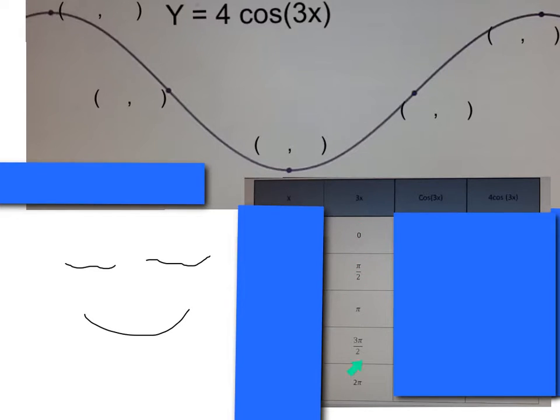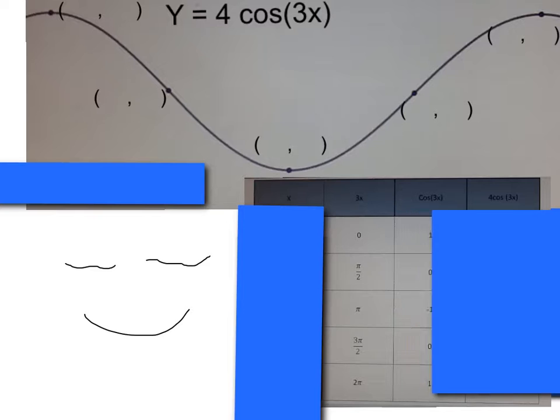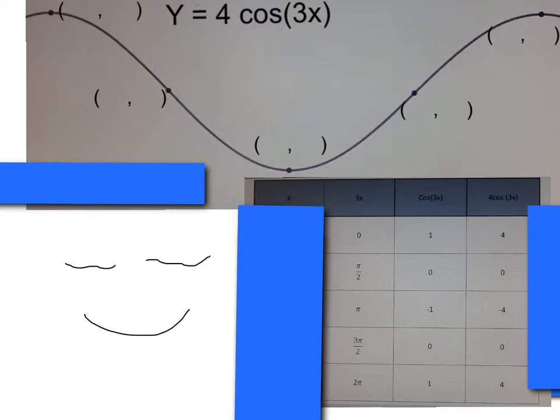We fill in those values, 0, pi over 2, pi, 3 pi over 2, and 2 pi, because we know how to take the cosine of those. And so then going to the right, cosine of 0 is 1, cosine of pi over 2 is 0, cosine of pi is negative 1, 3 pi over 2 is 0, and 2 pi has a cosine of 1. And then the last column, 4 times that, is just 4, 0, negative 4, 0, and 4.